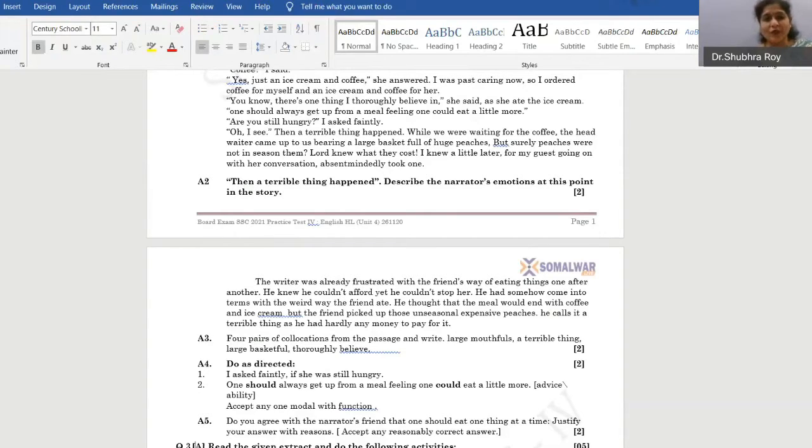Now, this question is supposed to be an interpretative question. So you cannot directly use the lines from the text.